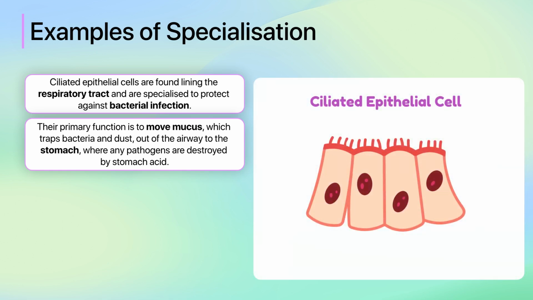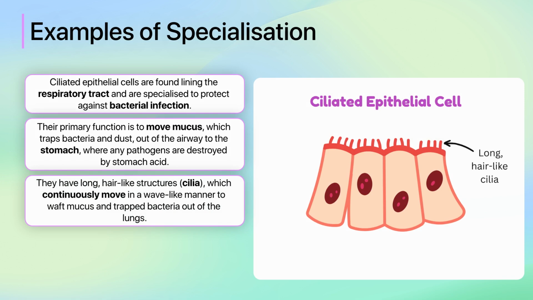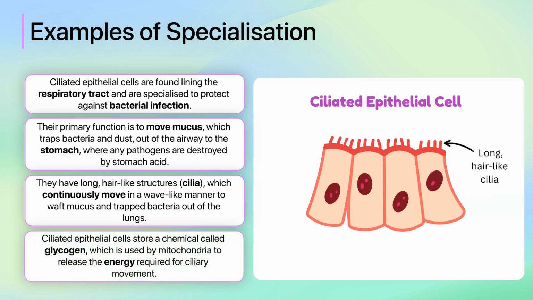For example, these cells have long hair-like structures called cilia. These cilia continuously move in a wave-like manner to waft mucus and trap bacteria out of the lungs. Furthermore, ciliated epithelial cells store a chemical called glycogen, which is used by mitochondria to release the energy required for ciliary movement.